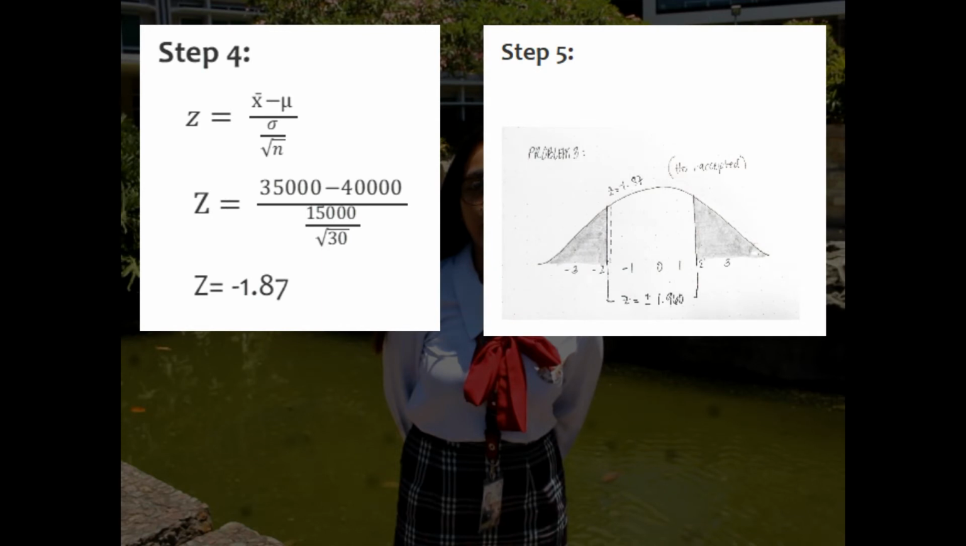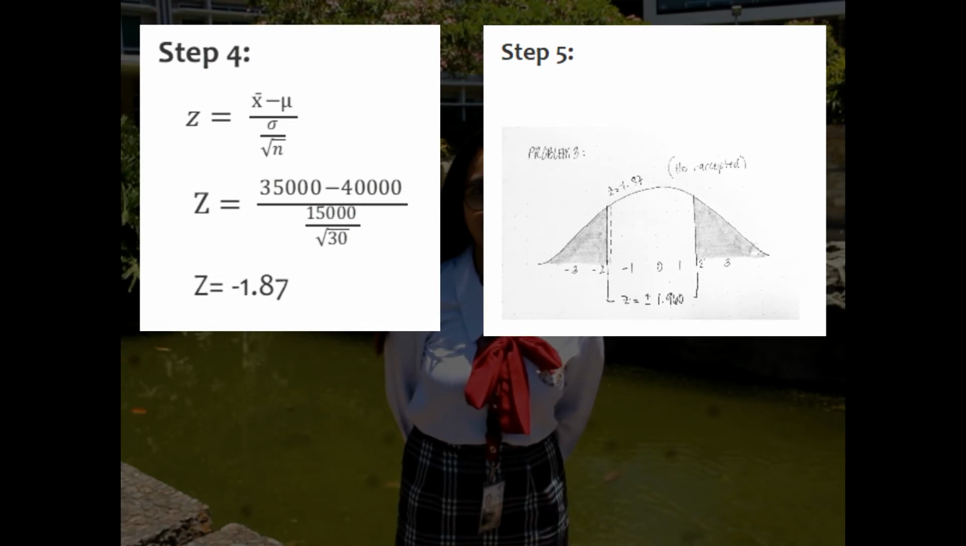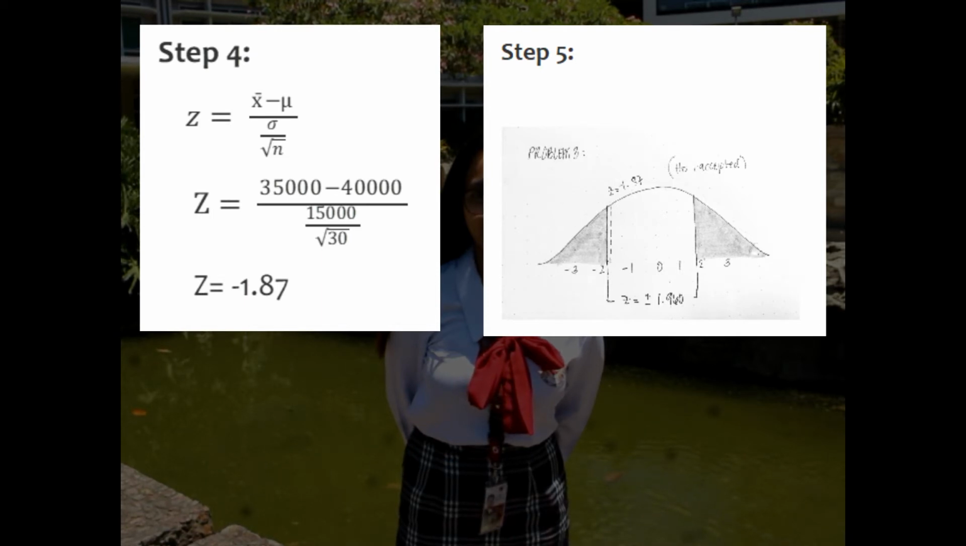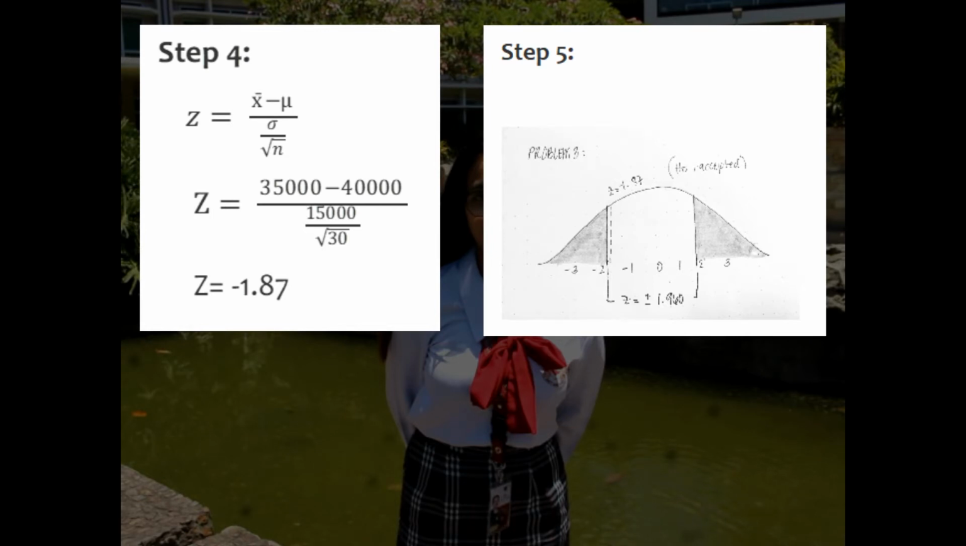Step 5. The normal curve. Mark the Z value attained from step number 3 and shade accordingly. Since the problem given is not equal to, both sides must be shaded. Look for the solved Z value. If within the shaded region, H0 must be rejected. If within the non-shaded region, H0 must be accepted. Since the Z value is within the non-shaded region, H0 must be accepted.